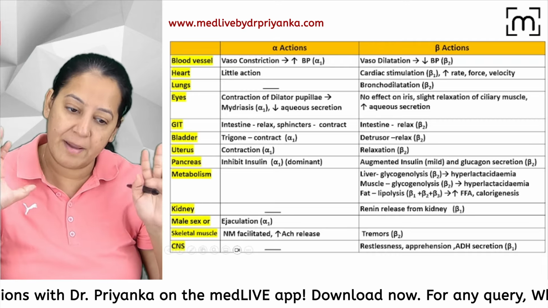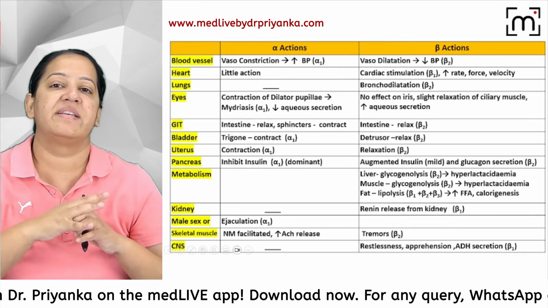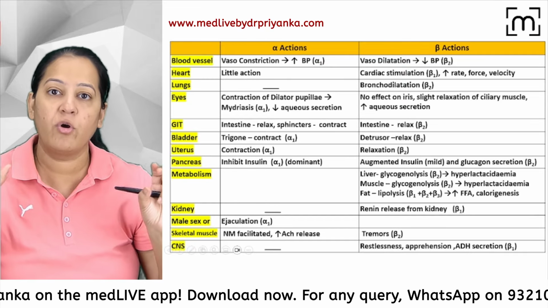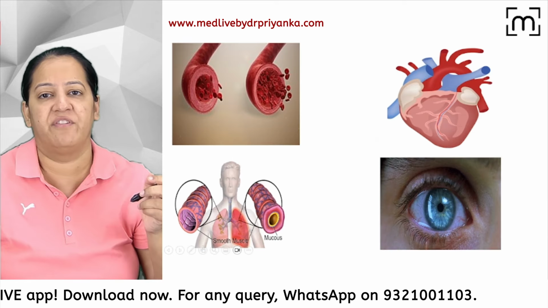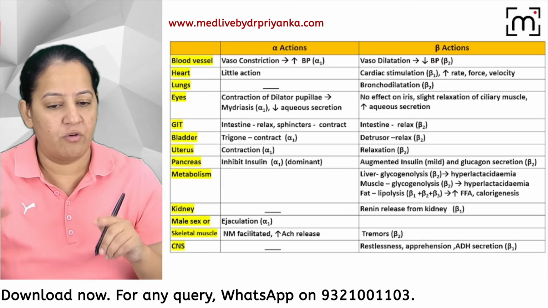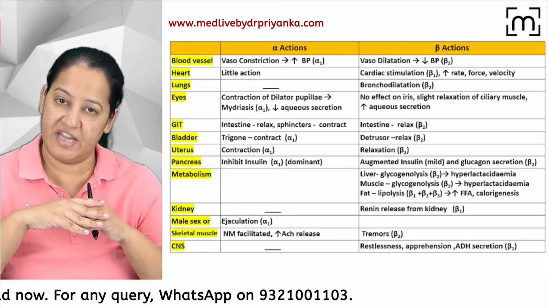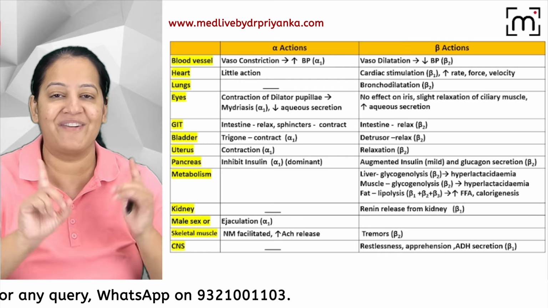So better to learn them in a combined manner like this, organ wise. So say the organ and we will see on what organ alpha is present, on what organ beta is present, and what is their function. One by one we will see. So one by one we will talk. We will quickly review this table and we will move on to the drugs, that is adrenergic drugs.